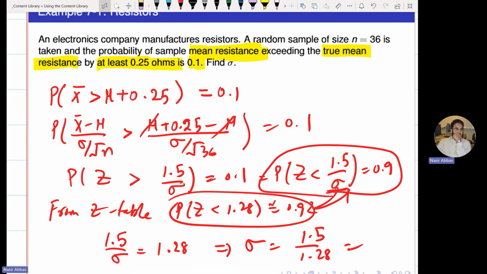Feeling the true mean. It is more than mu. True mean is mu. It is more than mu by at least 0.25. Sigma is 1.1719.